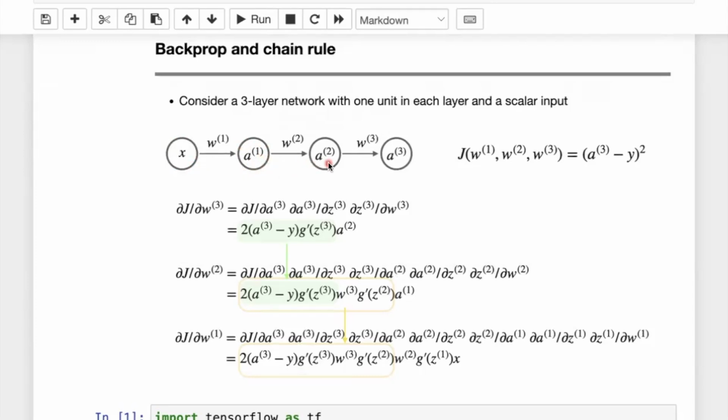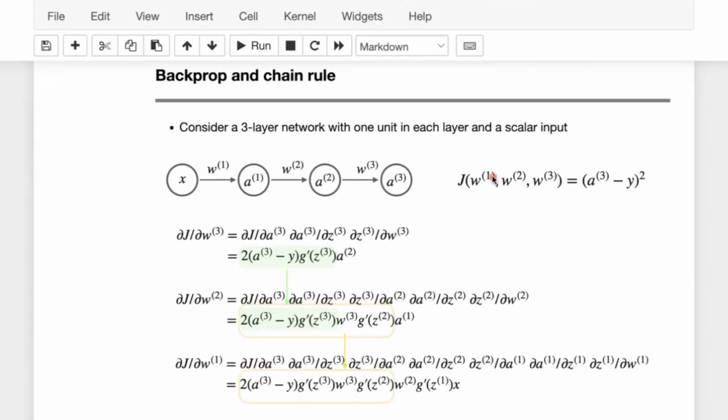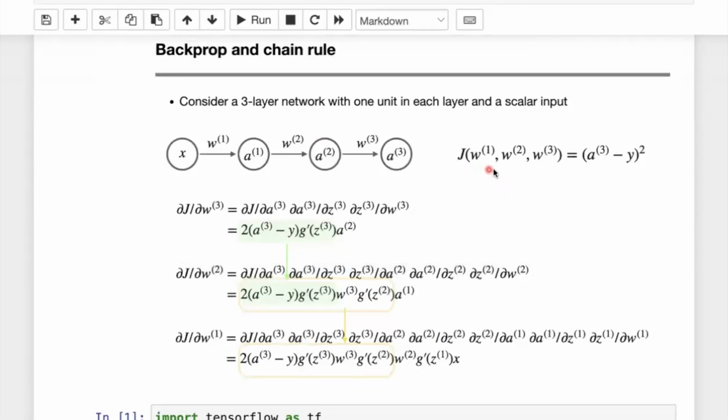So we use the same type of indexing here. We use the superscript to say that this is the unit in the first layer or first hidden layer. This is the second one, and this is the third layer, which is our output layer. This j is here our loss function, right? So let's say this is a regression problem, so we are using quadratic loss. So it's very easy to find the partial derivative of j with respect to a3, right? Because we know that this is just this nice quadratic function, so it's 2 times a3 minus y.